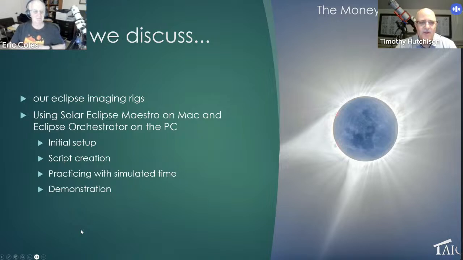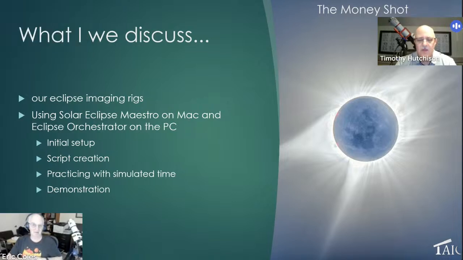That's all right. We're going to start off with our imaging rigs, and then we're going to go through two different packages for automating the photography session. I'll be showing you Solar Eclipse Maestro, which runs on a Mac, and Eric is going to be showing you Eclipse Orchestrator. If I could talk tonight, it'd be easier. But we're going to go through the setup, creating a script, how we practice, and we'll show you the software real quickly. So go ahead, next slide, Eric.